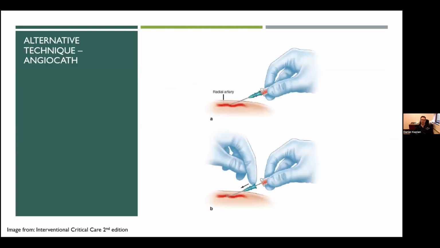So there are other techniques, and some people like to do it different ways. The most common from what I've seen is the needle followed by the wire and then the catheter. This you can also do. This is just an angiocath, similar to placing an IV. You go in, you have your needle in the center of the vessel, and then you just advance your catheter into the artery. Some people prefer this and think that it's easier. I think a lot of it is how you've trained and what you're used to.